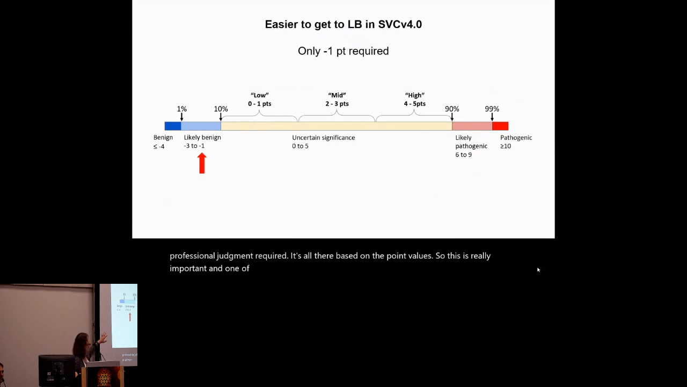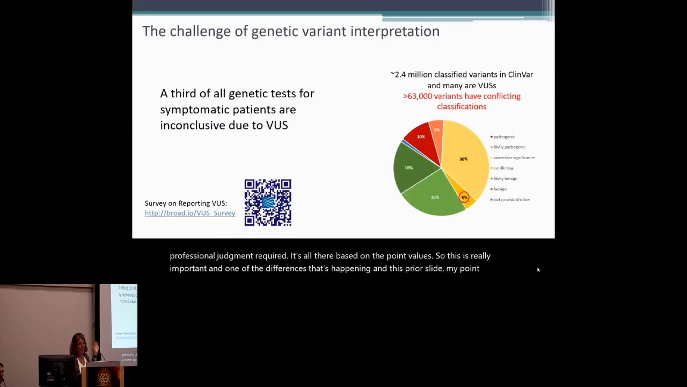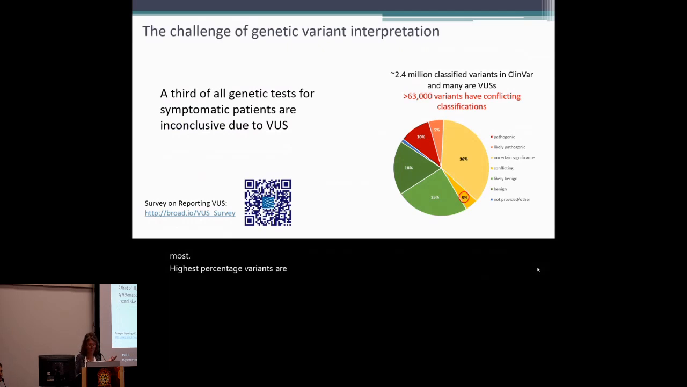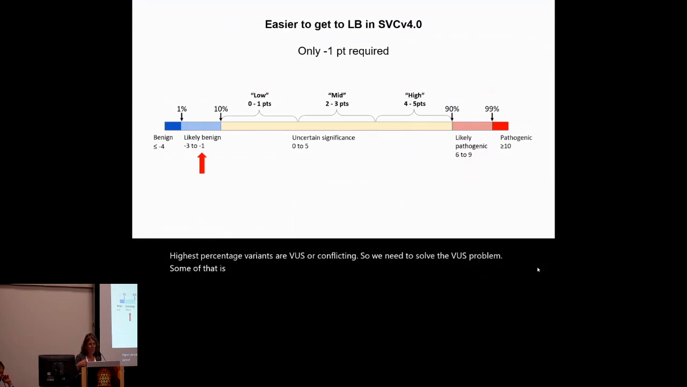And one of the differences that's happening, and my point on this prior slide, was that 1/3 of all genetic tests end in a VUS and inconclusive. It's a huge problem for our community. The highest percentage of variants are VUS or conflicting. So we need to solve the VUS problem. Some of that is just allowing our clinical community to focus on things that might be more relevant.